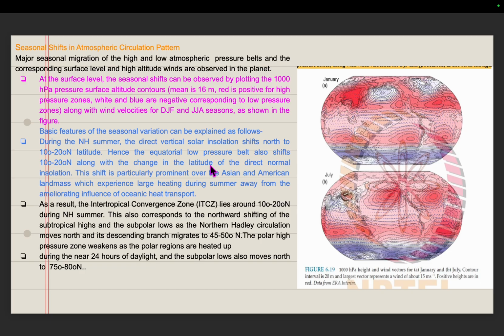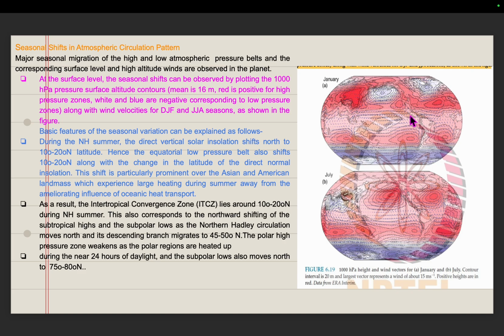At the surface level, the seasonal shift can be observed by plotting the 1000 hectopascal pressure surface altitude contours. Height is positive for the high pressure zone, while white and the blues correspond to low pressure zones. So in this figure, the 1000 hectopascal height and the wind vectors are plotted for two seasons. One is January and another is July.